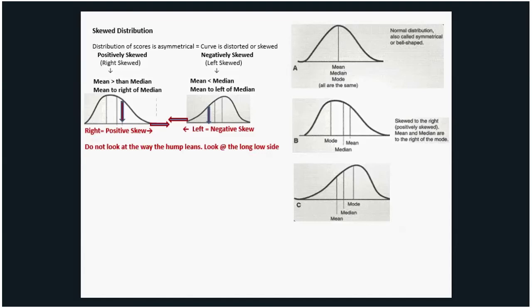So it just depends upon what they ask. They may ask you about the mode, they may ask you about the mean and the median. So you just want to think of it in terms of which way they're asking and how you're going to do this. So, negatively skewed, if your mean and your median are to the left of the mode, you're going to ski out to the left. If the mean and the median are to the right of the mode, you're going to ski out to the right.